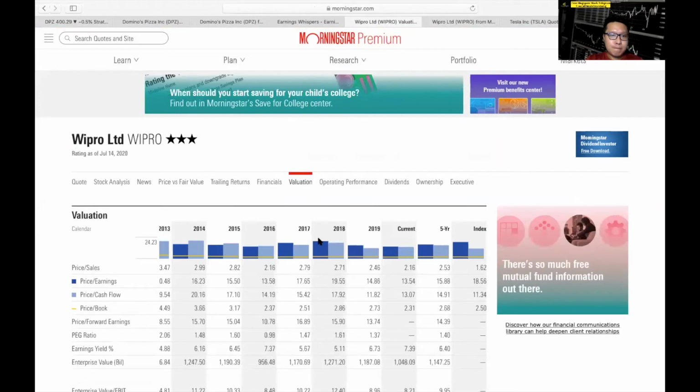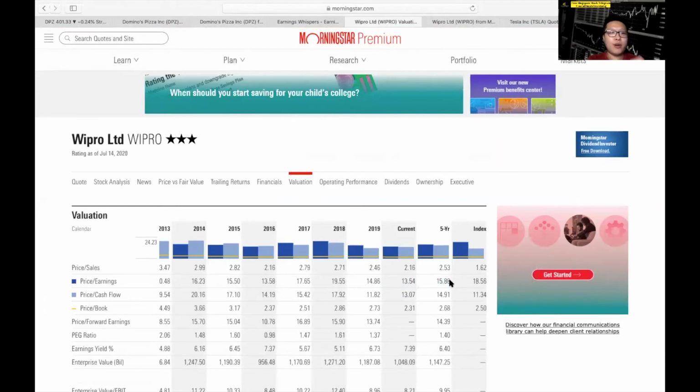Okay, so currently the PE ratio for this company is actually 13.54. So if I use a PE of 12, it is slightly above, slightly overvalued in terms of PE ratio. But one thing I also look at is the 5-year average.